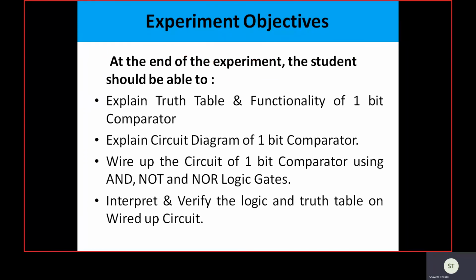The objectives of this experiment are: at the end of the experiment, the student should be able to explain the truth table and the functionality of a 1-bit comparator, explain the circuit diagram of a 1-bit comparator, wire up the circuit of a 1-bit comparator using AND, NOT and NOR logic gates, and interpret and verify the logic and the truth table on the wired up circuit.